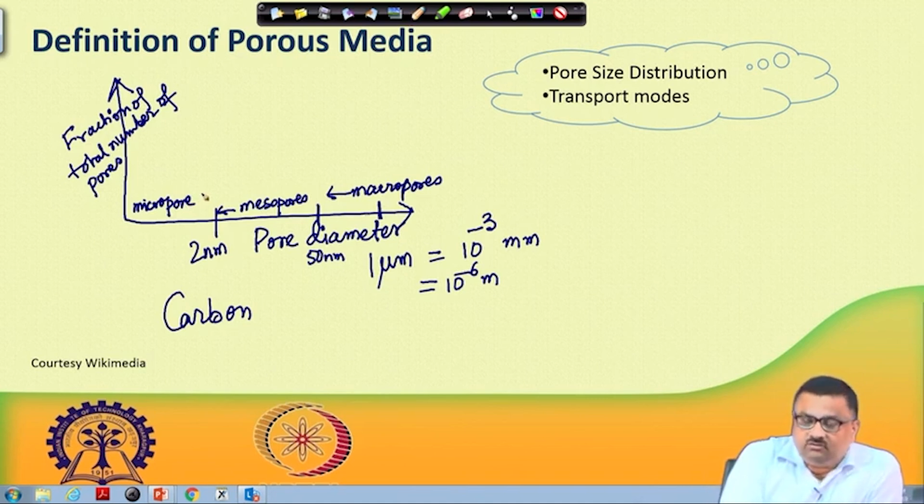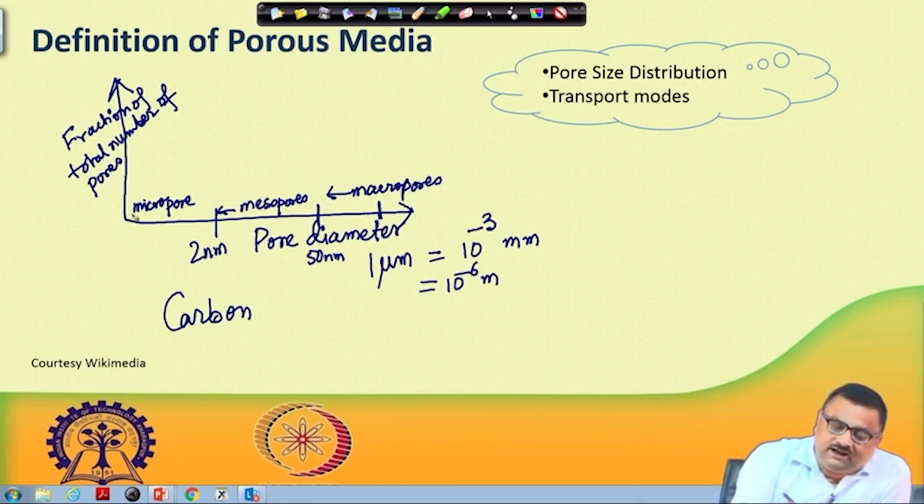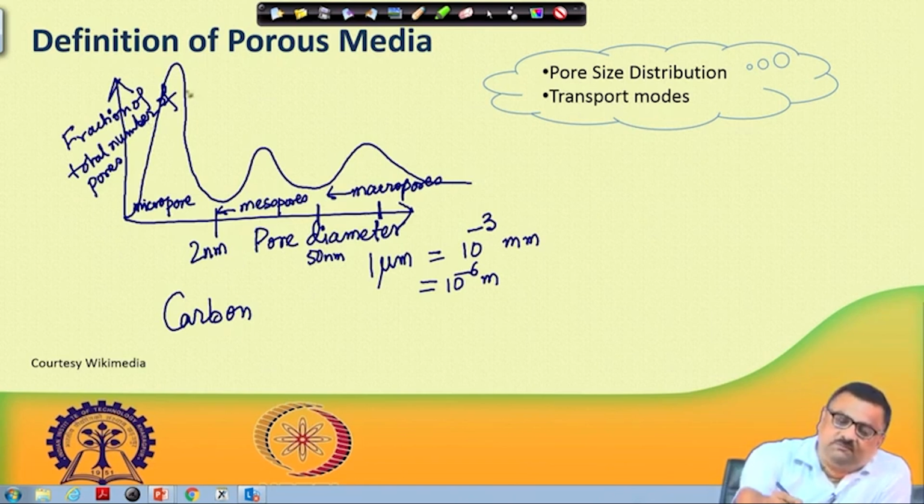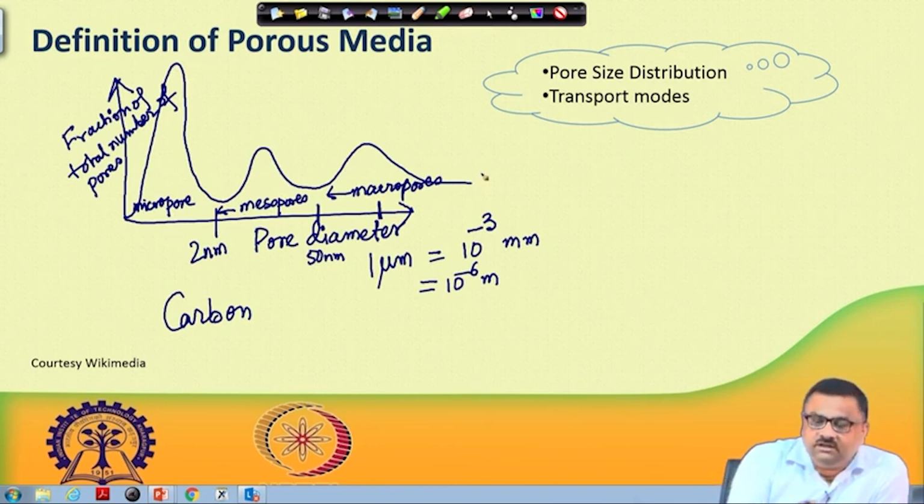Okay. So, you will find that the porous medium that is provided to you has a substantial amount of this, then some of this, like this. So, you will find a fraction of the total number of pores: there may be a good number of micropores present, there are some mesopores present, and some macropores are also present. So, you will have a pore size distribution like this.